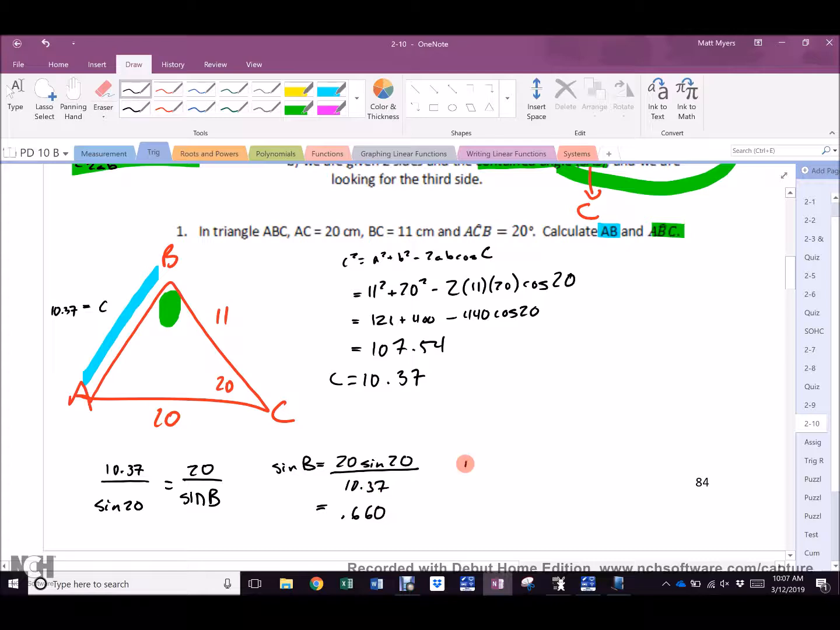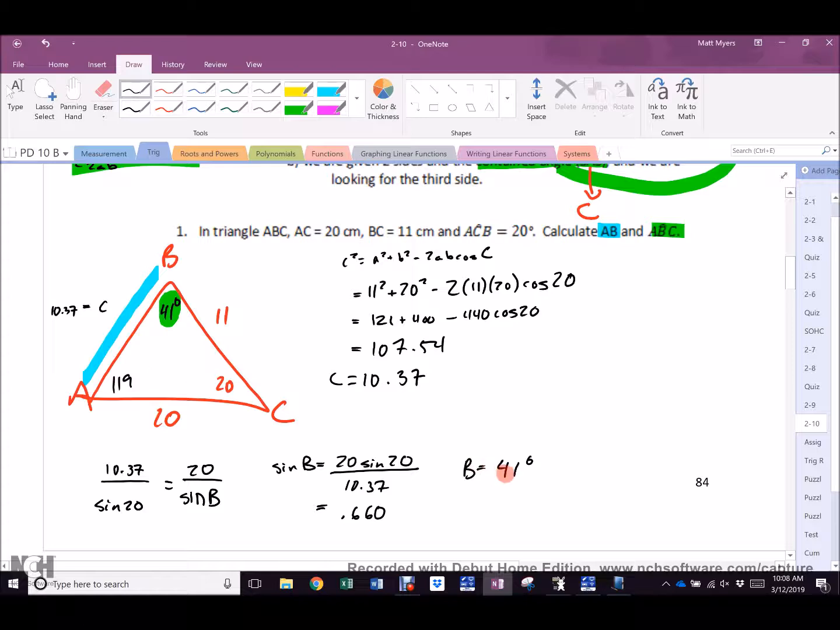How do I then find B? And I get 41 degrees. And I'm done, right? Of course I'm not done. Because if that's 41, what's this? That's 119, correct? Is that triangle possible? No, of course not. Why? The longest side is not across from the longest angle.